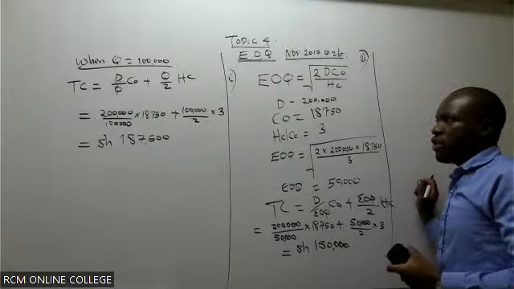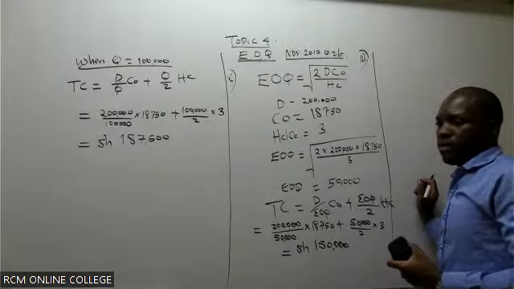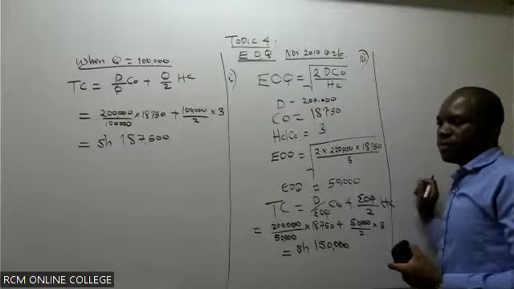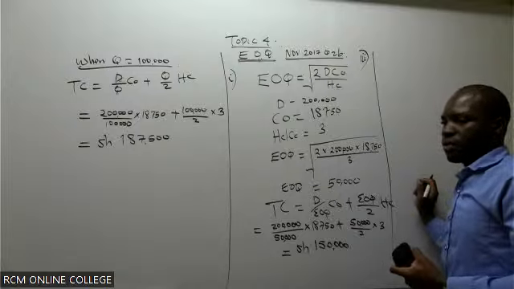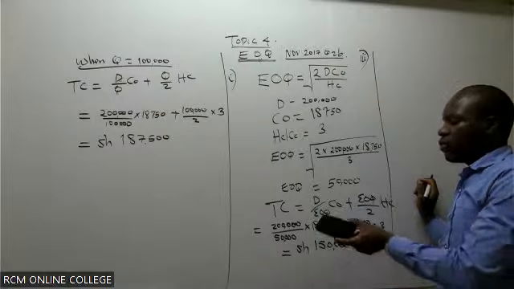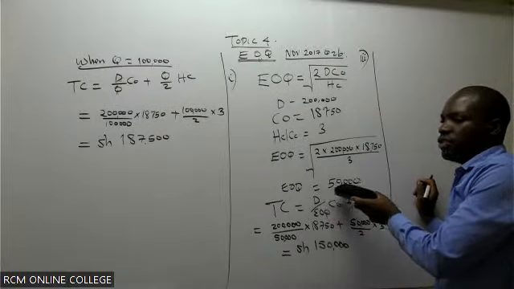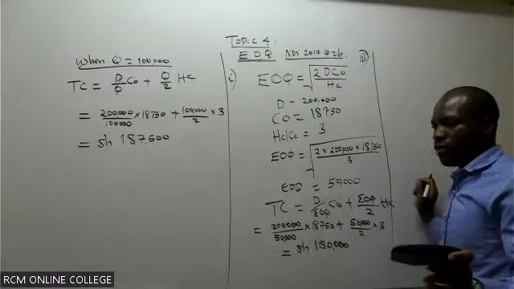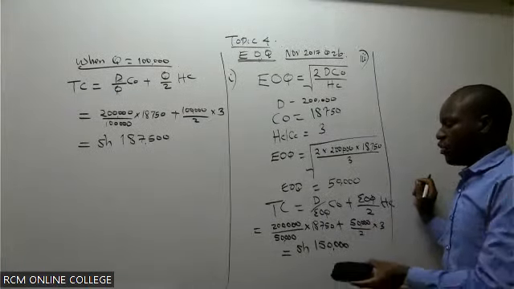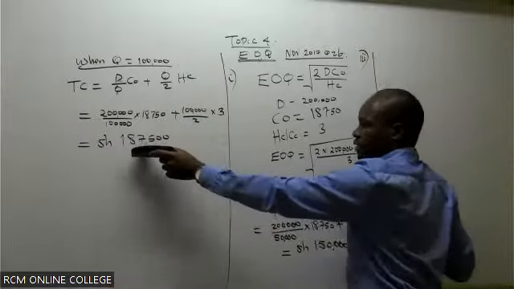What quantity should they order? Is it 100,000 or 50,000 units? They're supposed to order 50,000 units, because by ordering 50,000 units, they are going to save on cost. By how much? The difference between this and this.